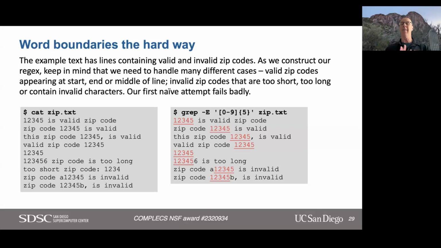Now, if we just do a naive search for a string of 5 digits, you'll see that we pick up all of the valid zip codes, but we also pick up most of the incorrect ones. I would say those last 3 matches are false positives. I wouldn't consider 123456, A12345 or 12345B to be valid.